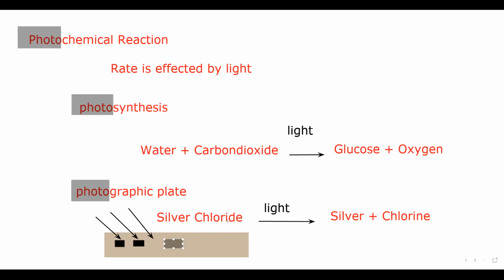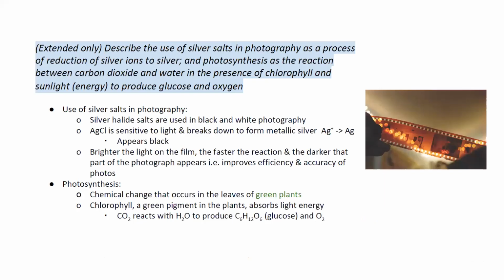The part which is exposed to a smaller amount of light turns gray, and the part which is not exposed to the light will remain as it is. So as you can see here, this is a photographic film, a photographic plate. You can see we can identify different shades.